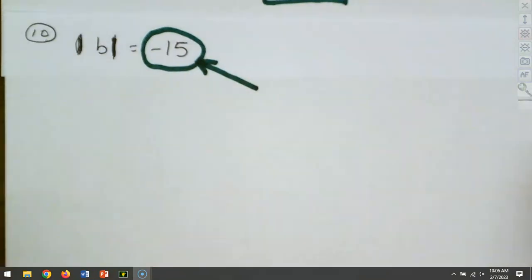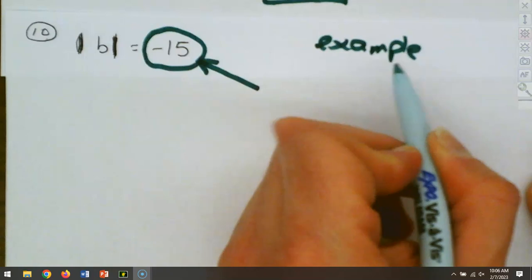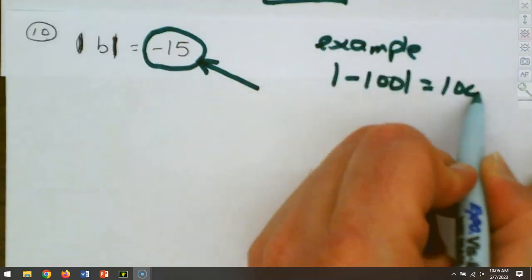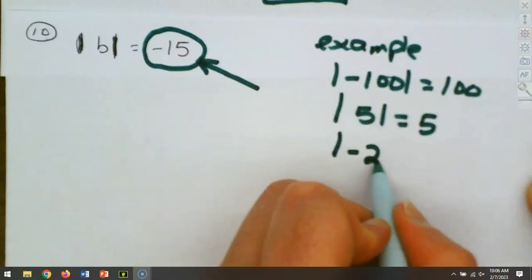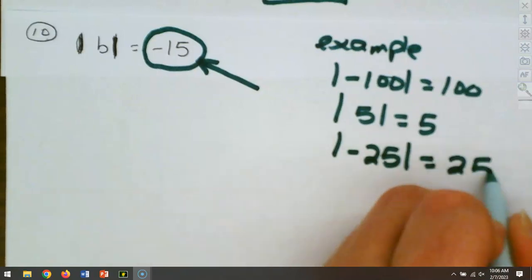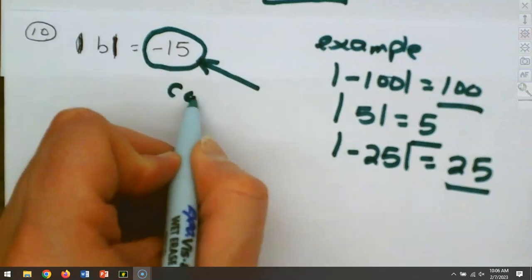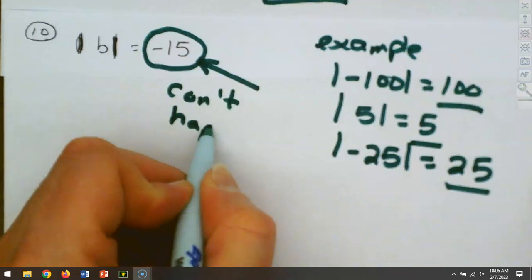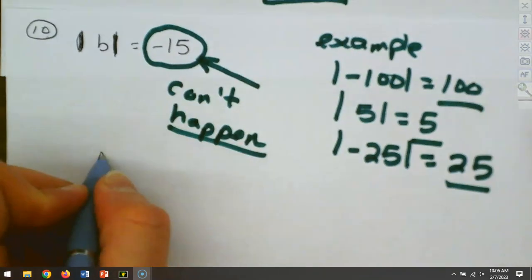Well, what is this one saying? This one is saying the absolute value of a number is negative 15. And can that happen at all? No, right? Because every time I take an absolute value, look at these. Absolute value of 5, well, that's 5. Absolute value of negative 25, what is that? Right. And if it's equaling a negative, that can't happen. So then this actually has what? No solution.